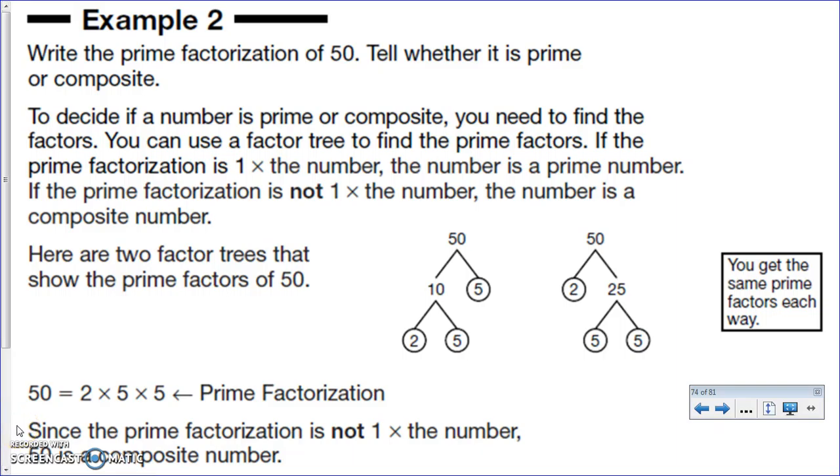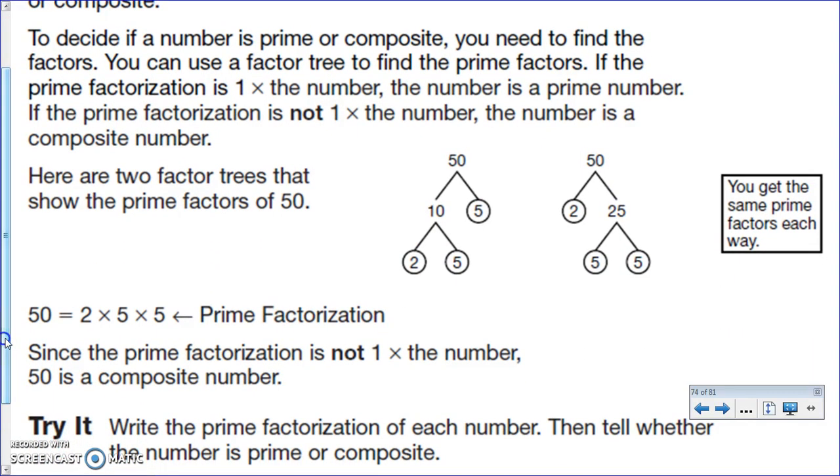Here are two factor trees that show the prime factors of 50. On the first one, they do 10 times 5. On the second one, they start with 2 times 25. But you notice all the prime factors are the same as they finish the tree, and they've circled them on each tree. So we have 2 times 5 times 5 as the prime factorization for 50. Since the prime factorization is not 1 times 50, it's a composite number. And if you notice, in the prime factorization, the numbers are always listed from least to greatest.